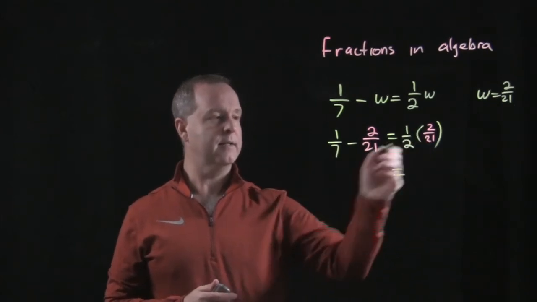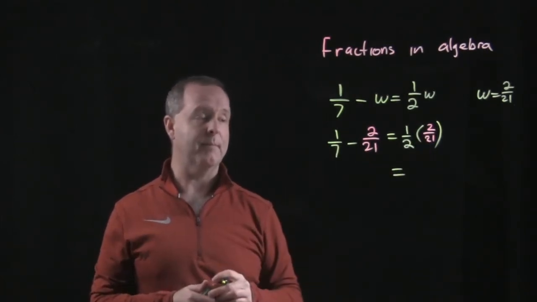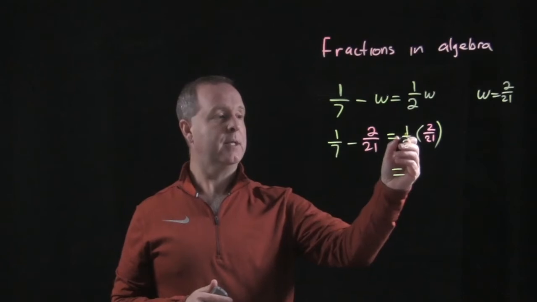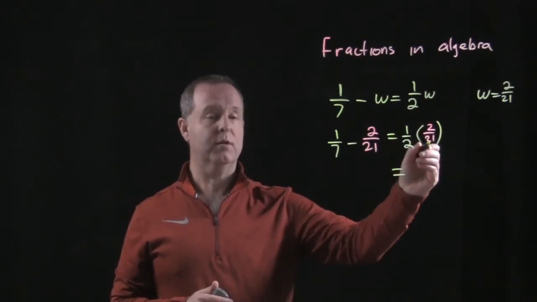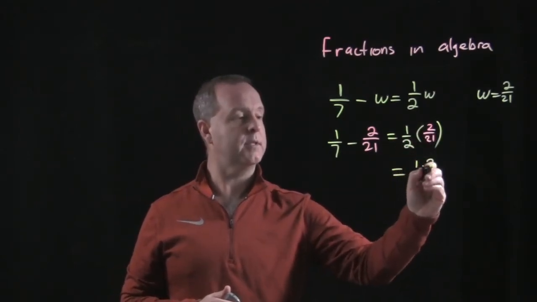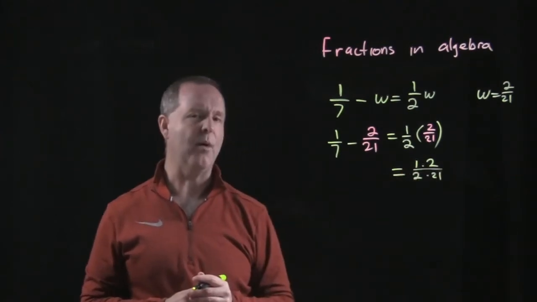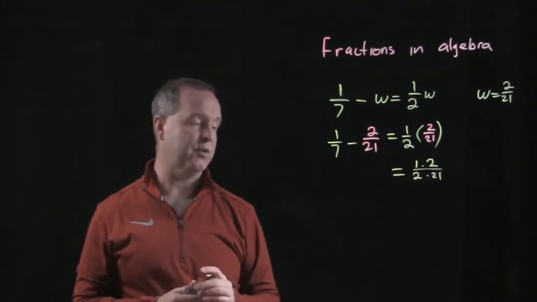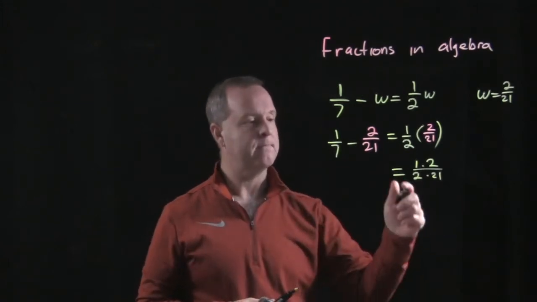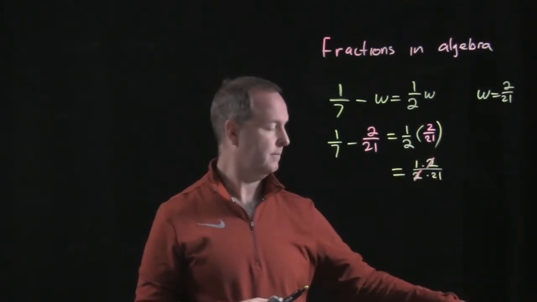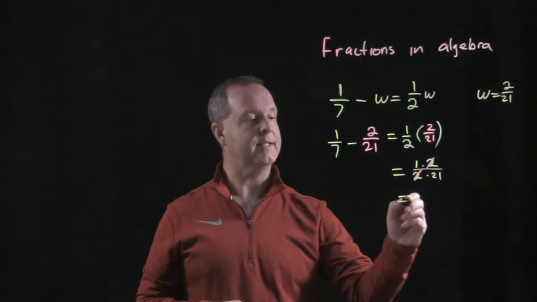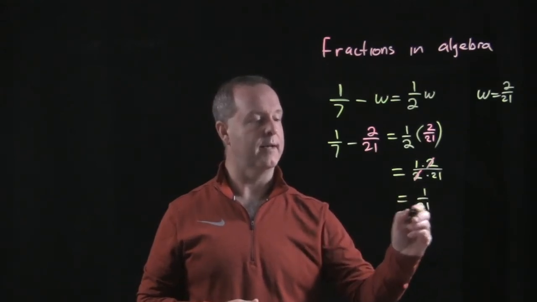On the right side, multiplying is just multiplying top times top, bottom times bottom. So 1/2 times 2 over 21 produces a 1 times a 2 over a 2 times a 21. And I wrote it that way because I saw that there were some factors that could cancel out. The 2's factor out. And so on the right side, I'm just left with a 1 over 21.